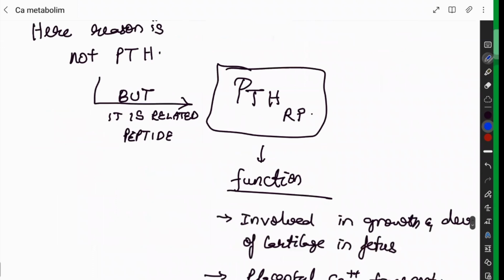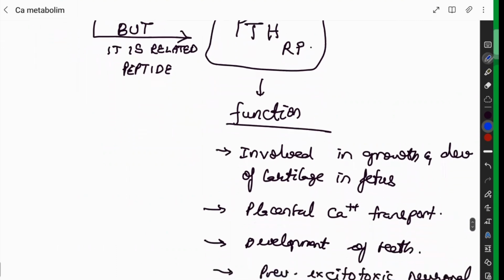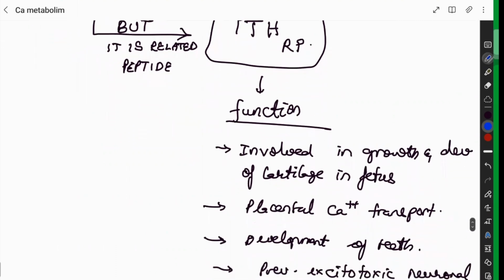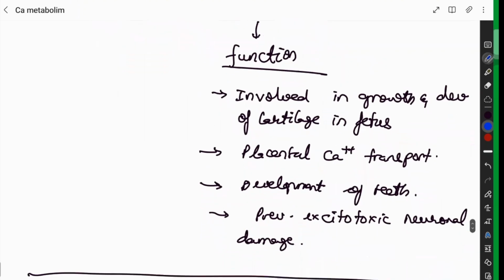This parathyroid hormone related peptide has 4 important functions in a normal person. It is involved in the growth and development of cartilage in your fetus. It helps in placental calcium transport. It helps in the development of teeth, and it prevents excitotoxic neuronal damage.